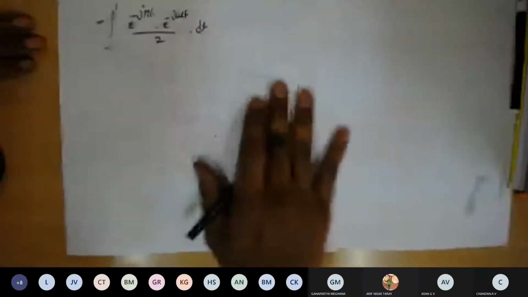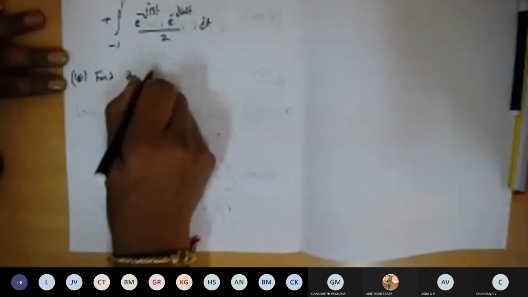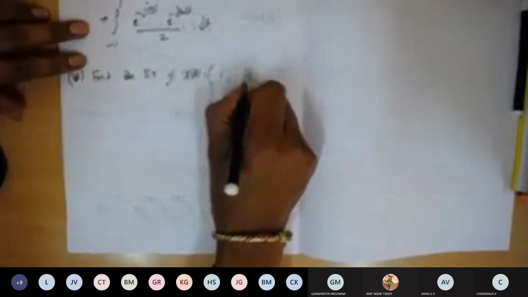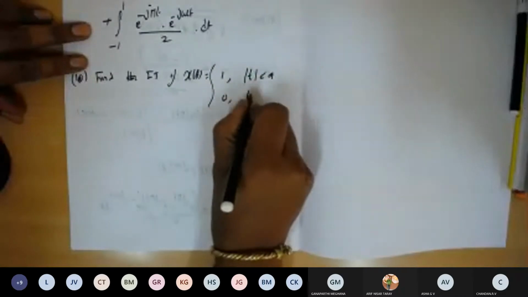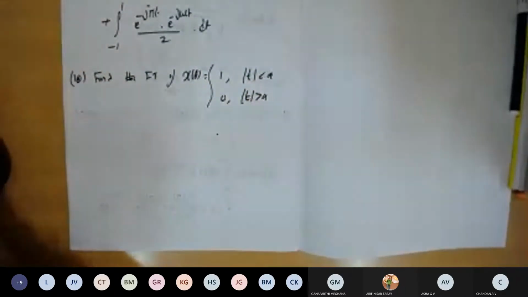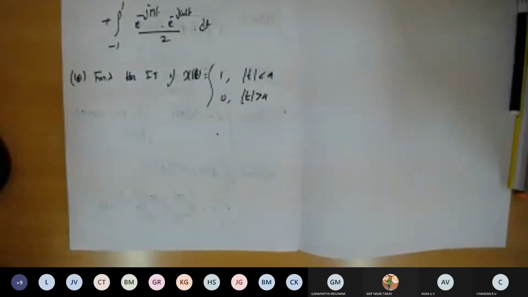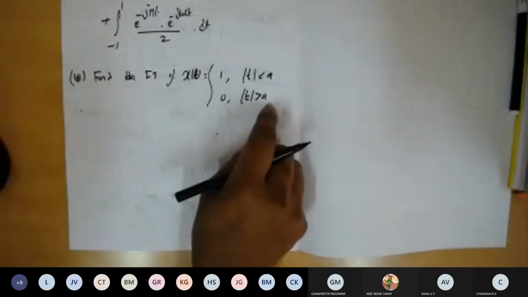Take x of t equal to... we need to find the Fourier transform of x of t. It's problem number 10. Find the Fourier transform of x of t, where x of t is equal to 1 for the magnitude of t less than a and 0 for the magnitude of t greater than or equal to a.